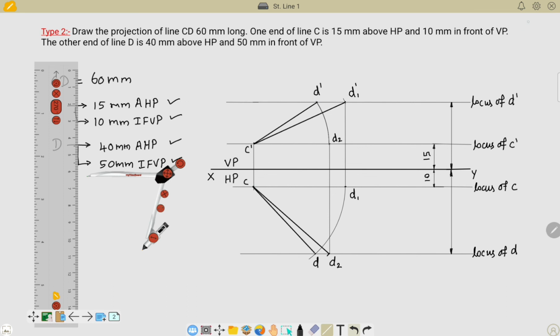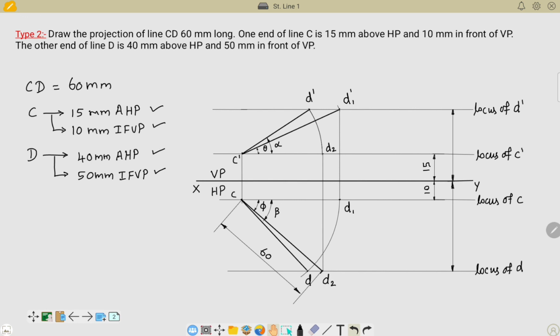Finally, we need to mention the dimensions like this. That is angle theta, phi, alpha, beta, and the true length. These are all the dimensions we need to represent in the final diagram, and we need to calculate the values of C dash D dash and CD distance, as well as alpha, beta, theta, and phi. These values we need to find out at the end. Thank you.